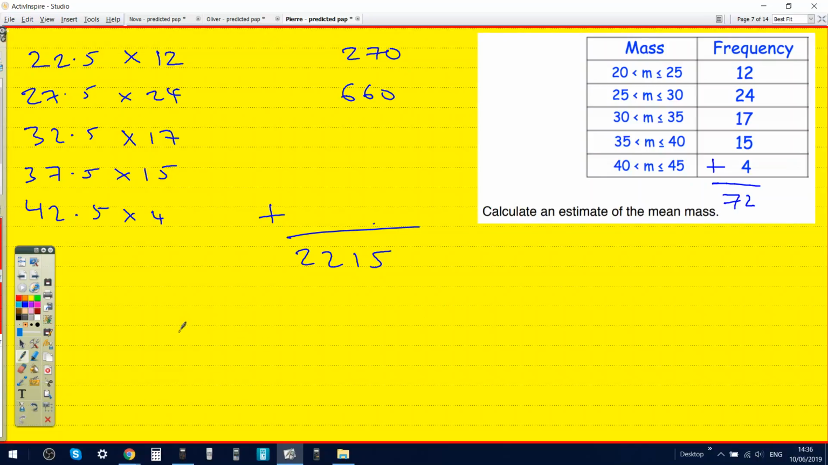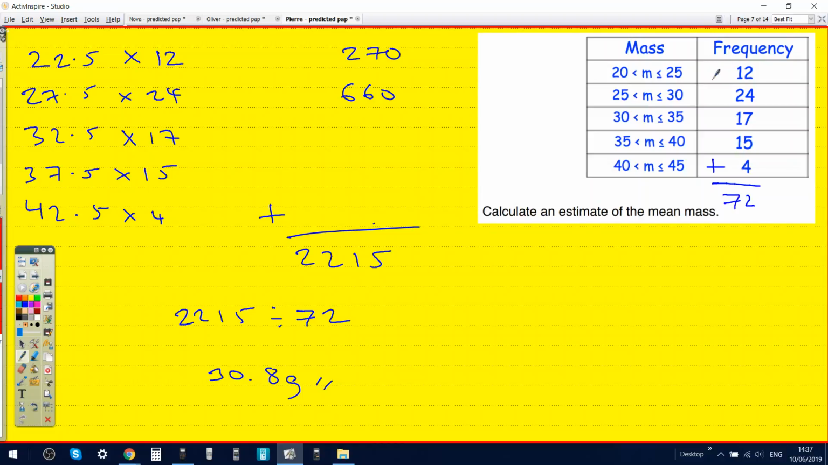So 2,215 divided by 72 is 30.8. So 30.8 grams. And does that look like a reasonable average? Do I have to round it off? No. So that's your answer.